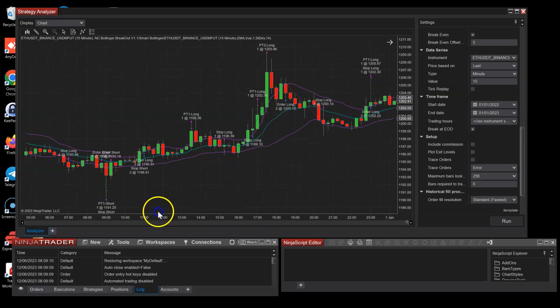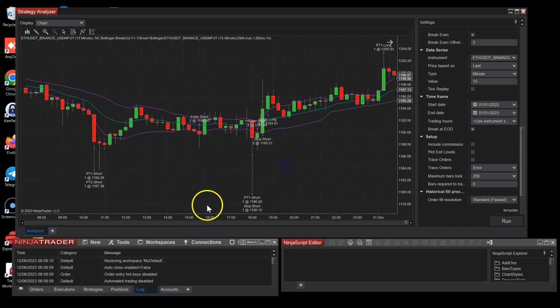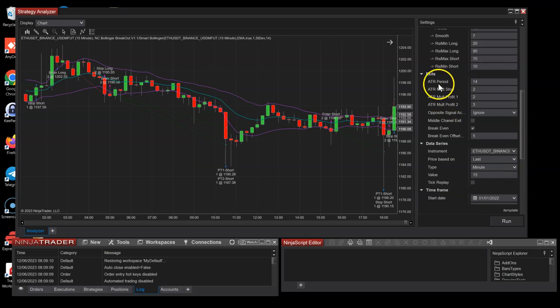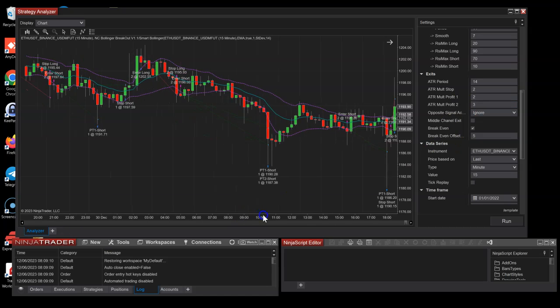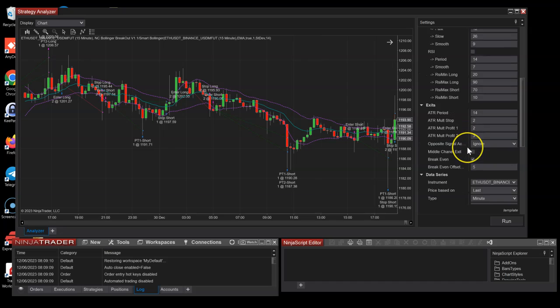So let's see what happens. So we are entering short here. You can see it's doing some pretty good trades. Okay, so our stops and profits are set right here using an ATR, which is set by this period, and our initial stop, okay, is this, and then this is our profit target, and this is our multiplier for profit too.